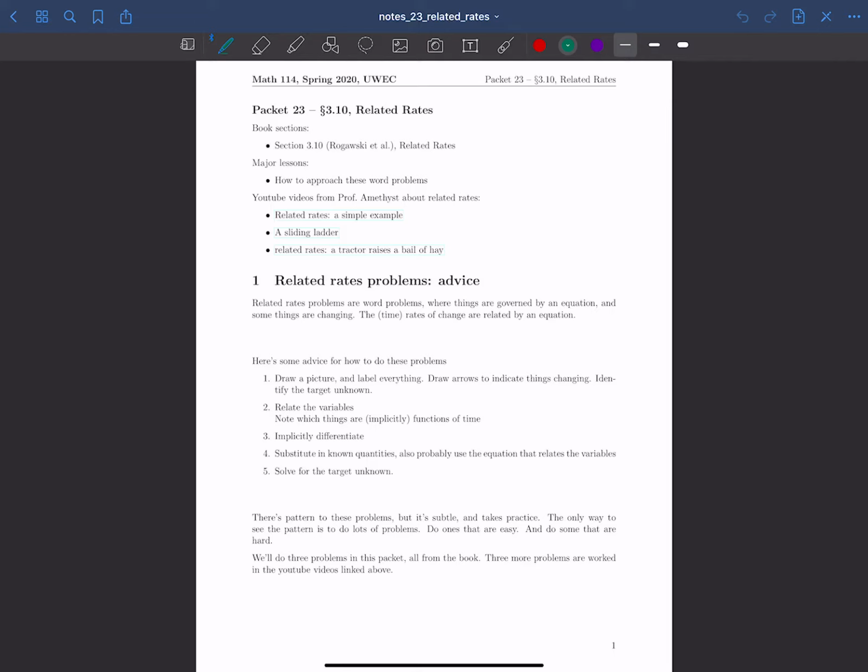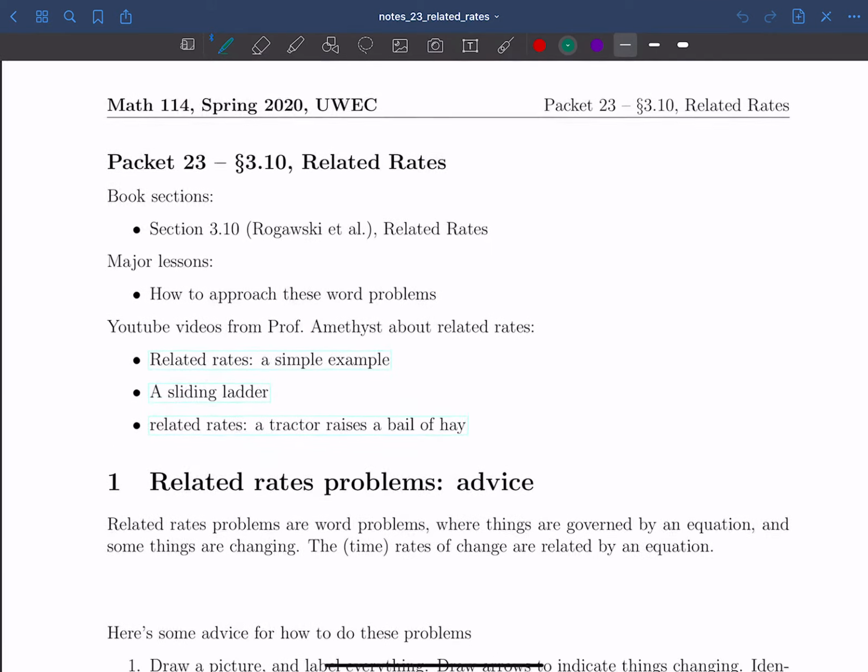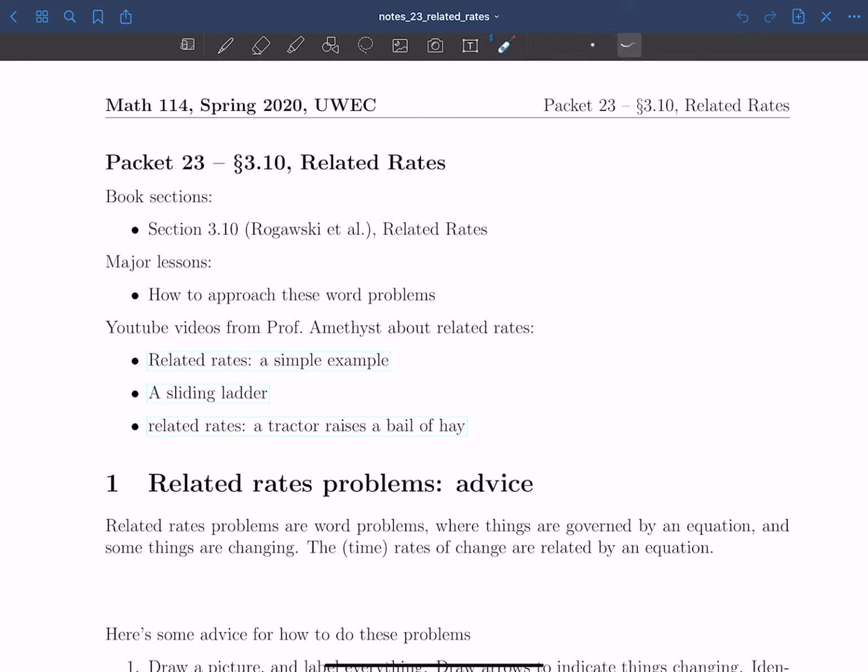Oh, hey, it's time for more calculus. Today, I'd like to work with you on the last section in our textbook under derivatives, and we're going to talk about section 3.10, related rates. This is the last section in the Rogawski textbook that we've been working from this semester. And I think this content is really super cool.